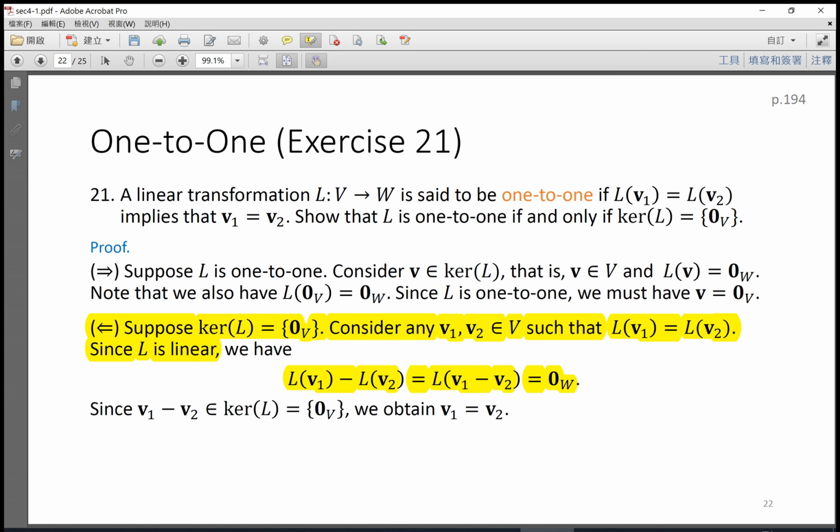Now we have L of v1 minus v2 equals 0W. By definition of the kernel of L, we know v1 minus v2 is in the kernel of L. Since the kernel of L equals the set of 0V, thus v1 minus v2 equals 0V, and therefore v1 must be equal to v2. So L is a one-to-one function.